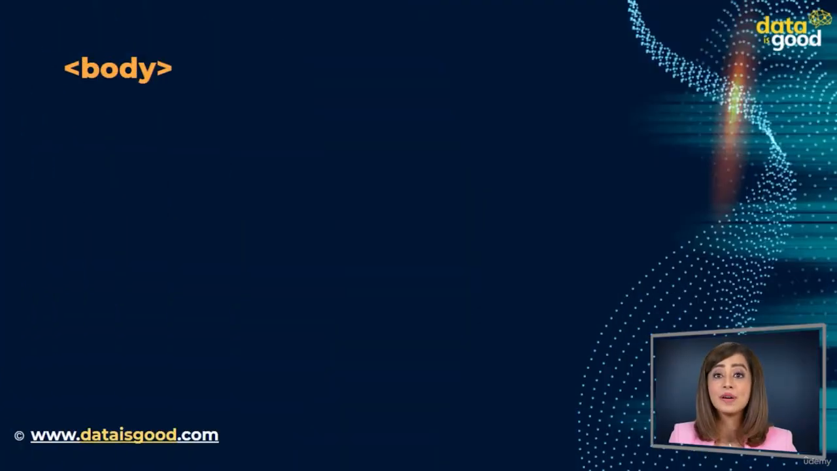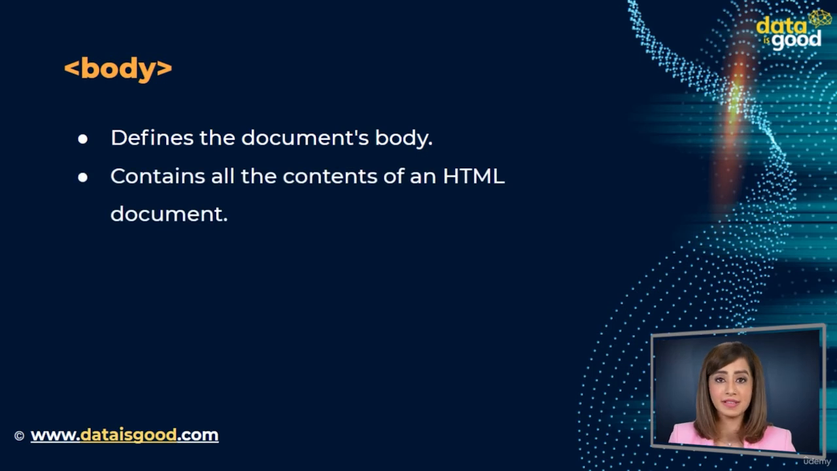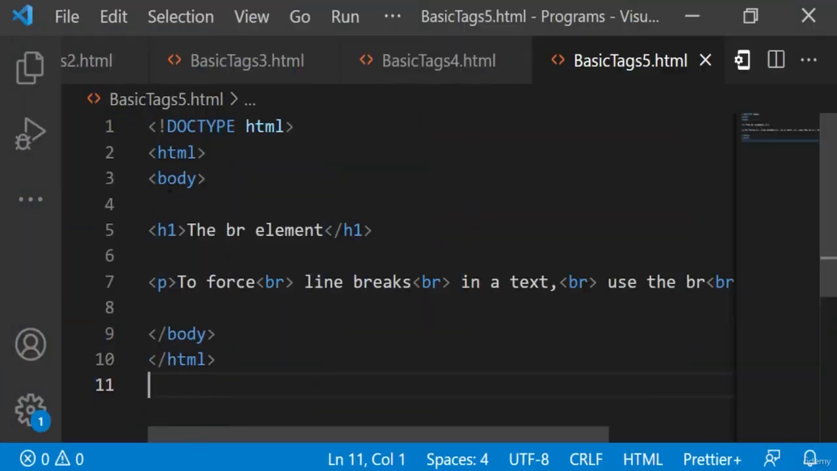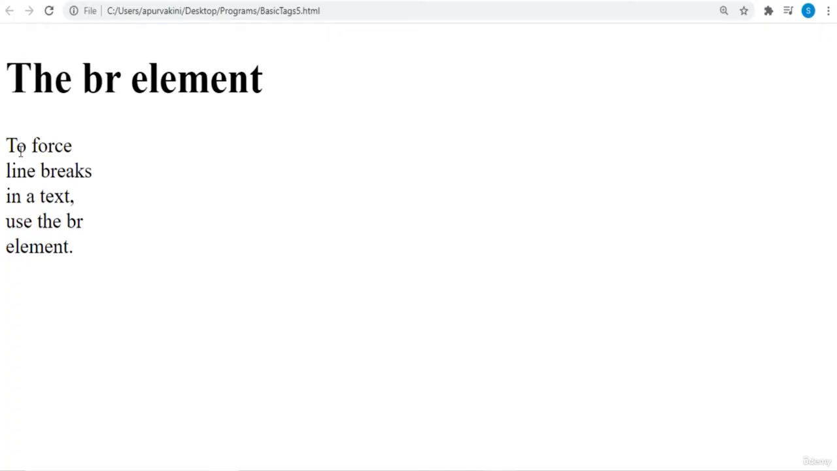Then we have a body tag. The body tag defines the document's body. The body element contains all the contents of an HTML document, such as heading, paragraphs, images, hyperlinks, tables, lists, etc. So here is an example of body tag. After saving this file, we can see the output of the body tag.